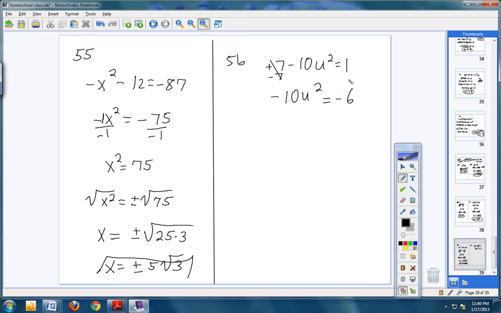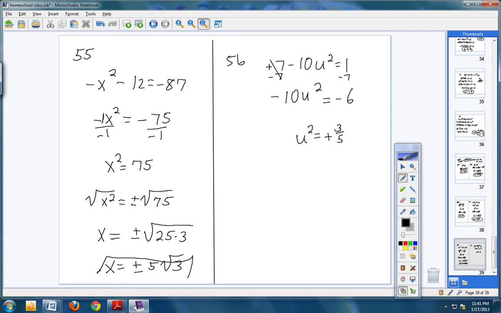Subtract 7, they cancel. Subtract 7 gives me negative 6. Now I divide both sides by negative 10. Be very careful. I don't want a decimal. No decimals allowed. So we're going to divide by negative 10. A negative 6 divided by a negative 10 is a positive 3/5.